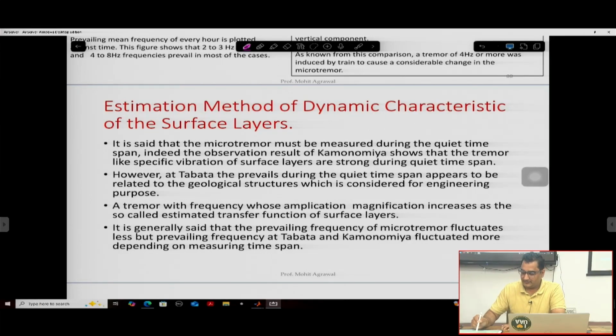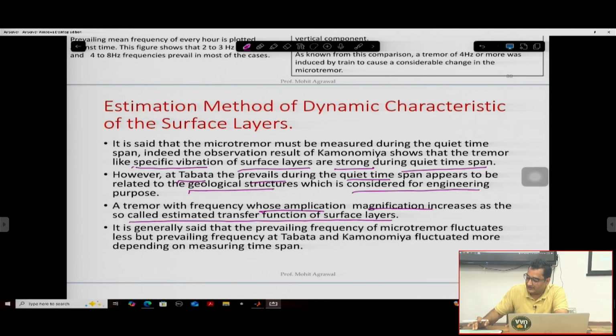So it is said that the microtremor must be measured during the quiet time span. Indeed, the observation result at Commonomia shows that the tremor-like specific vibration of the surface layers is strong during the quiet time span. However, at Tabata, it prevails during the quiet time span, appearing to be related to the geological structures, which is considered for the engineering purposes. So a tremor with frequencies whose amplification, magnification increases, as the so-called estimated transfer function of the surface layers.